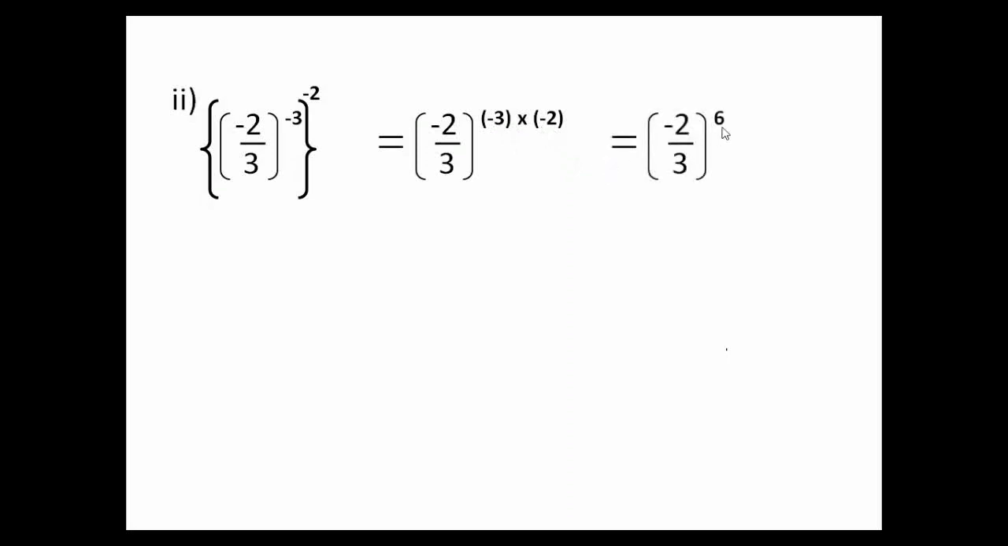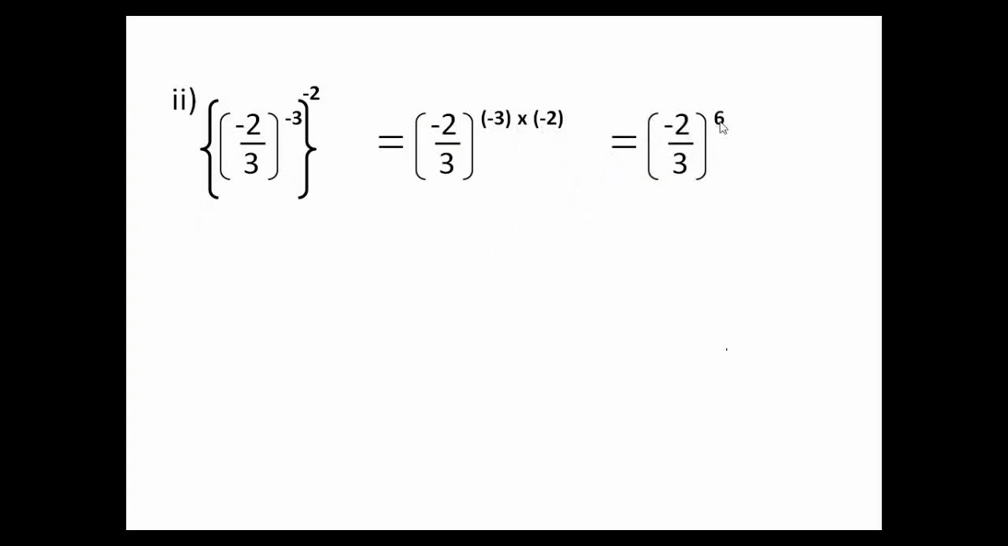Next, (-2 by 3) whole raised to the power -3, whole raised to the power -2. Then simply here we can think of the law as (a raised to the power m) whole raised to the power n. So we can say it will become a raised to the power m into n. So here (-2 by 3) whole raised to the power m into n, and m into n means -3 into -2 will result in +6. So (-2 by 3) whole raised to the power 6.